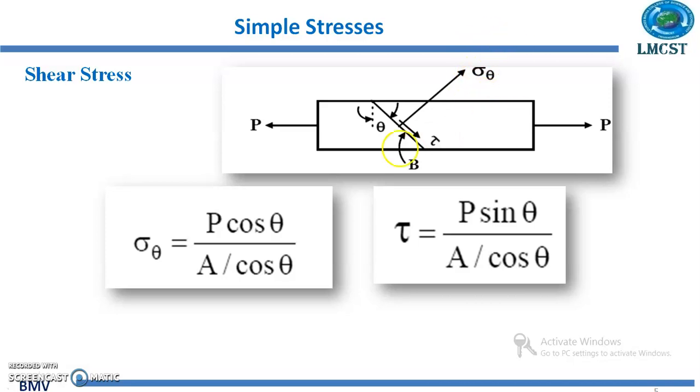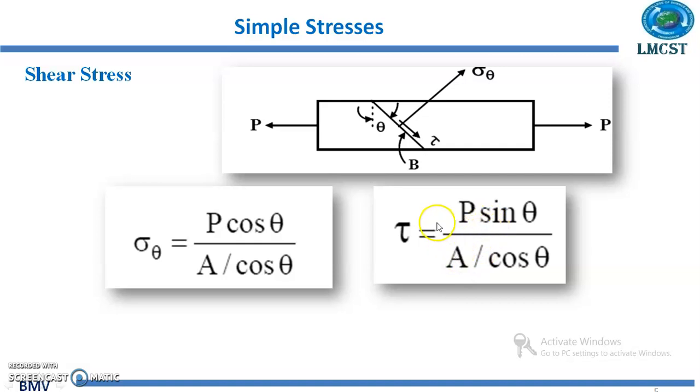And this too can be found out by using this equation. Sigma theta is equal to P cos theta by A by cos theta. And we know that sigma is equal to force by area. And shear stress is equal to P sin theta by A by cos theta. Here also shear stress means shear force divided by shear area. Now how are we arriving at this equation?